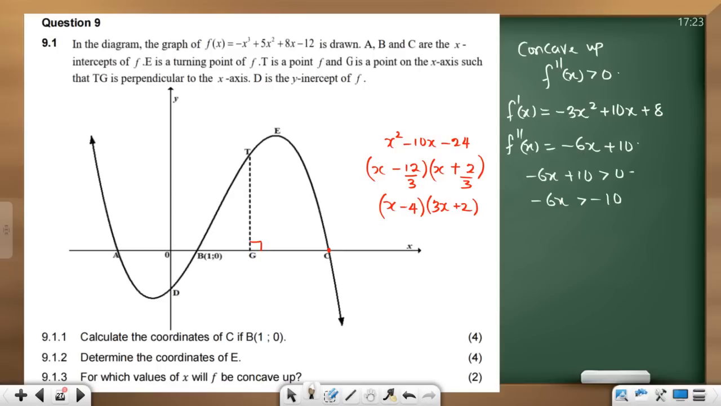Guys, please watch this. I didn't change my inequality yet. Now, when I divide by a negative, I am going to change my inequality. Alright, and what's my answer? 10 over 6 would be what? 5 over 3. Please, very, very important.